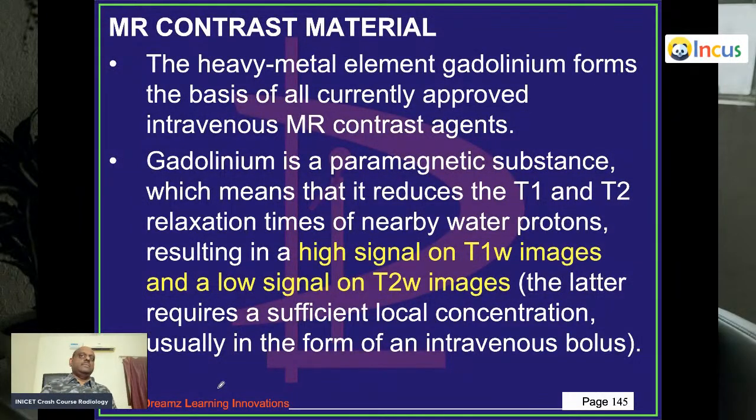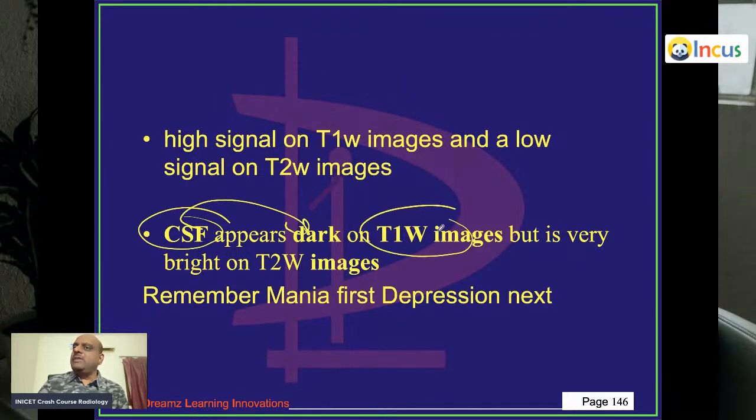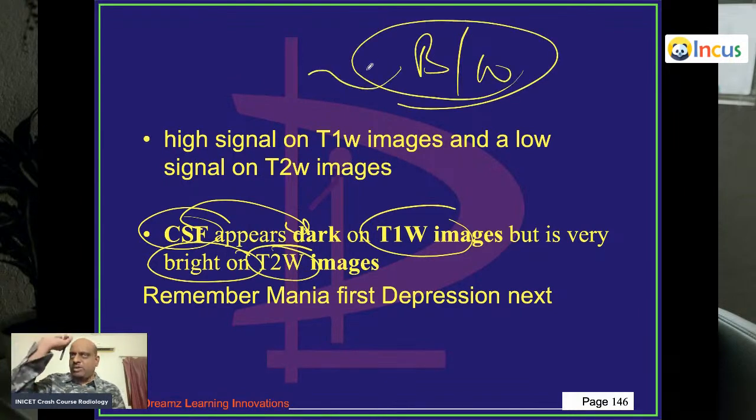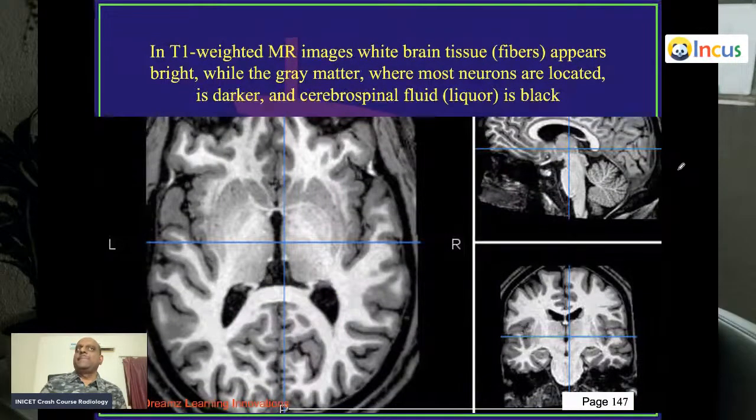So, gadolinium is of high signal on T1 weighted, low signal on T2 weighted images. CSF appears dark on T1 weighted, bright on T2 weighted. You can remember black and white. So black means T1 CSF. When it is black means T1, white means T2 is what you need to remember.